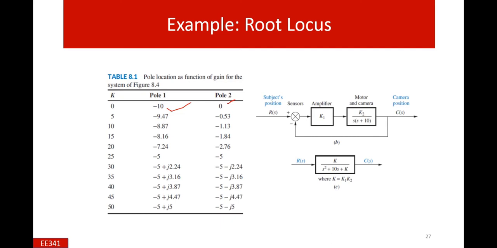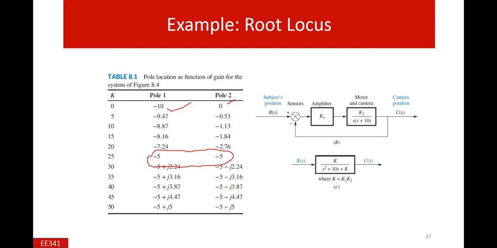And similarly, if we change the value of K, we find that the poles are changing their positions. So this is the next position of the first pole, which is at -9.10, and the second pole, which is already at 0 for K equal to 0, is at -5.53 for K equal to 5. Similarly, if we change the values of K, at K equal to 25 both poles are at the same position.